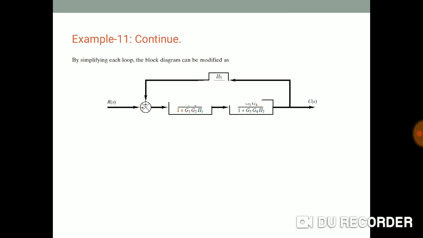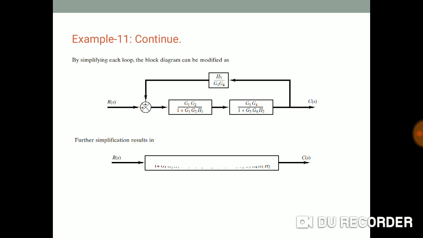Next we have to simplify it, and we'll get this term for that. So these two blocks will be in series and another one is in feedback. Therefore we'll get the simplification result G1, G2, G3, G4 divided by 1 plus G1, G2, H1 plus G3, G4, H2 minus G2, G3, H3 plus G1, G2, G3, G4, H1 and H2. This is the C(s) upon R(s) transfer function.